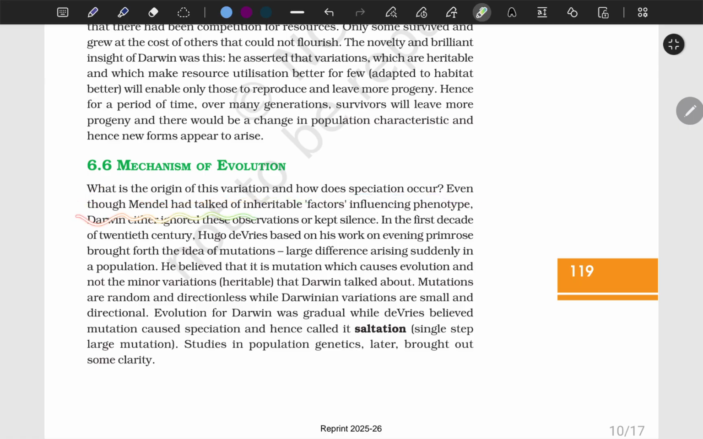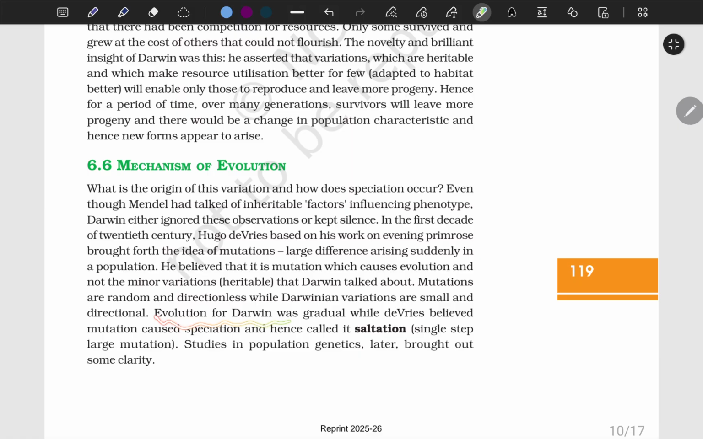Even though Mendel had talked of inheritable factors influencing phenotype, Darwin either ignored these observations or kept silence. In the first decade of the 20th century, Hugo de Vries, based on his work on the evening primrose, brought forth the idea of mutations. These are the large differences arising suddenly in a population. He believed that it is the mutation which causes the evolution and not the minor heritable variations that Darwin talked about. Mutations are random and directionless, while Darwinian variations are small and directional.